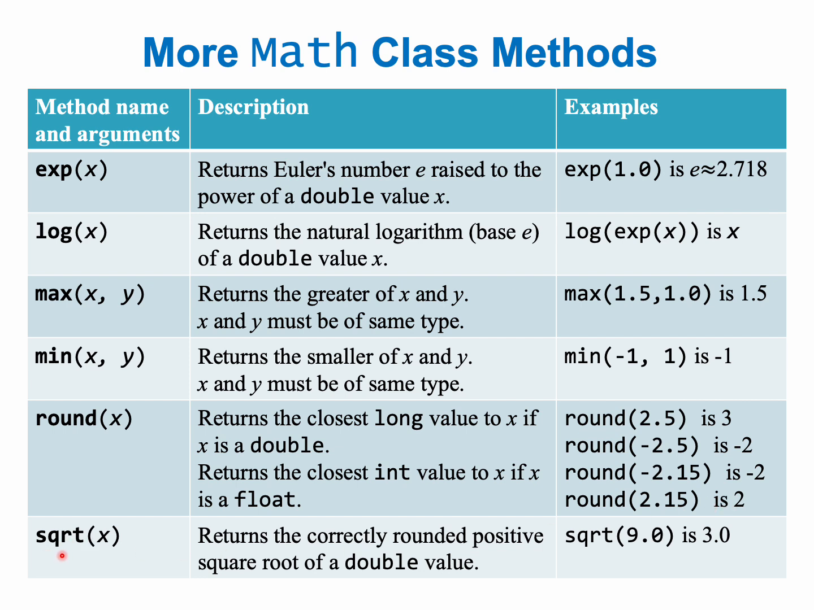The last method is sqrt, which takes a double value x as argument and returns the correctly rounded positive square root of x. So to calculate the square root of x, we can use the pow method or the sqrt method from the Math class.